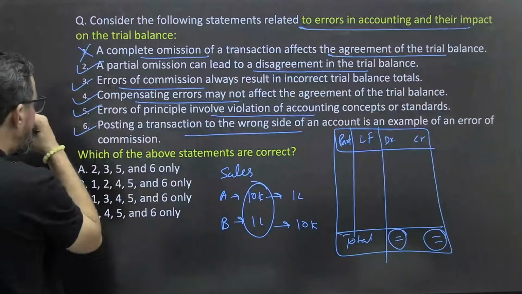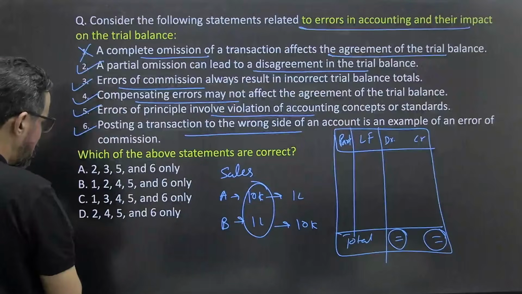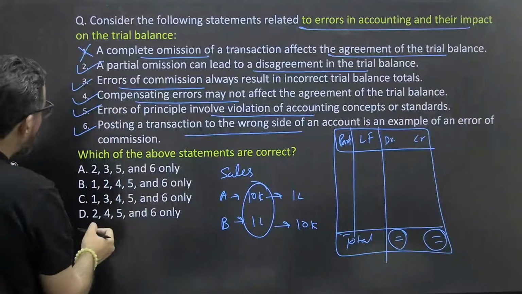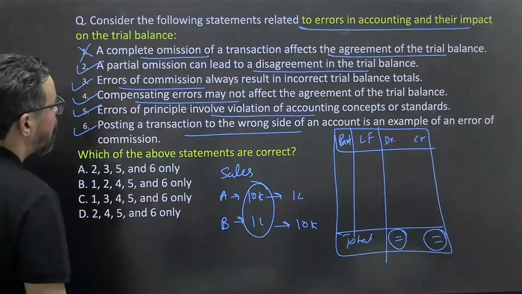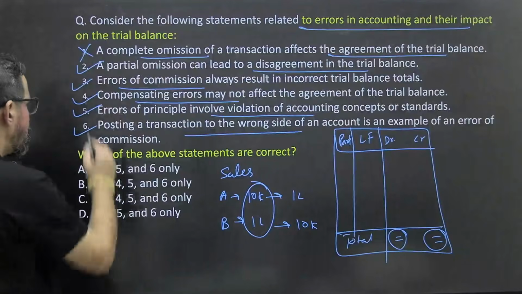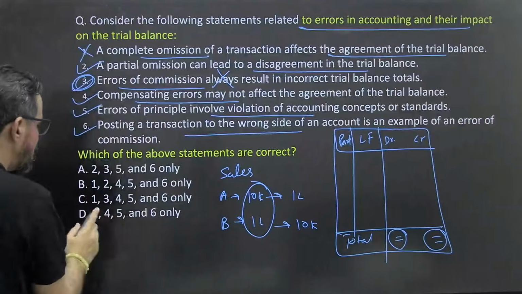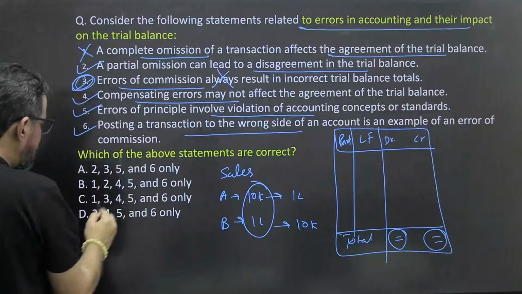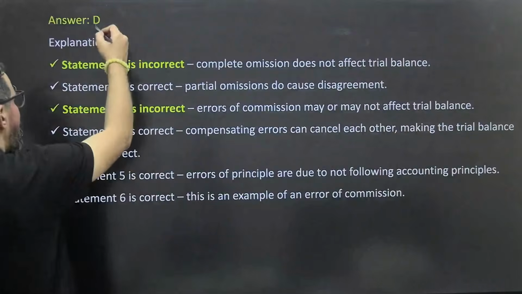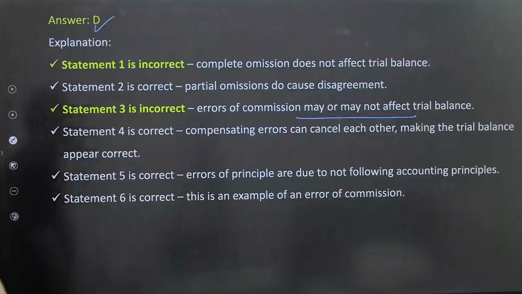Yes. So 2, 3, 4, 5, 6. Do we have this? 2, 3, 3. Error of commission always result in incorrect trial balance. Okay, so this should be not always the case, okay. So this should be 2, 4, 5, 6. 2, 4, 5, 6 means option D should be right answer for this one, right? So it is error of may or may not affect the trial balance. Okay, that depends on the situation or case to case.